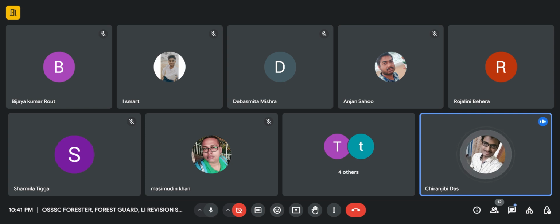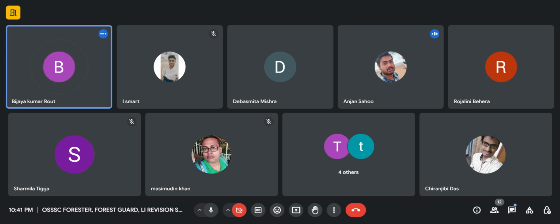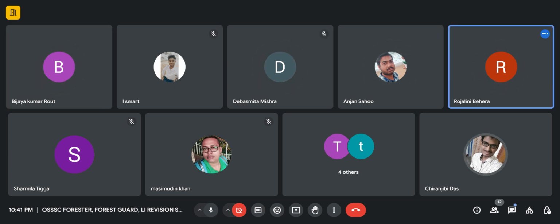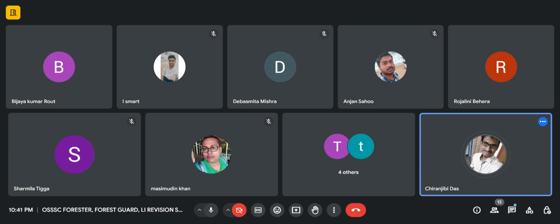The normal temperature of human body in Kelvin scale is dash: 280 Kelvin, 290 Kelvin, 300 Kelvin, 310 Kelvin. 310 Kelvin.